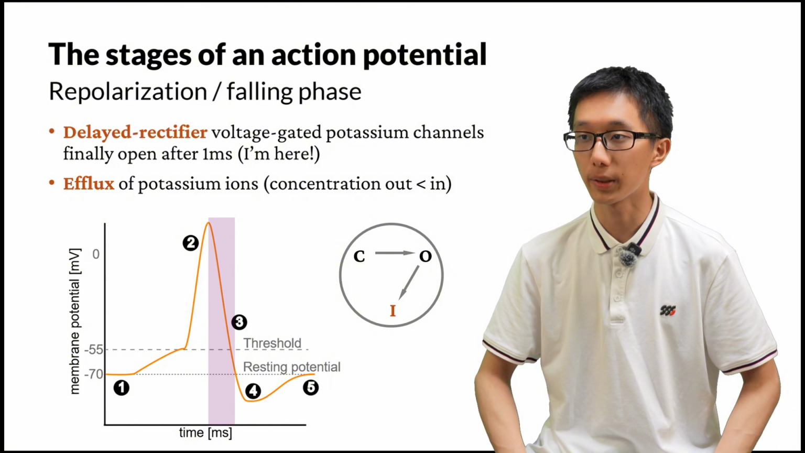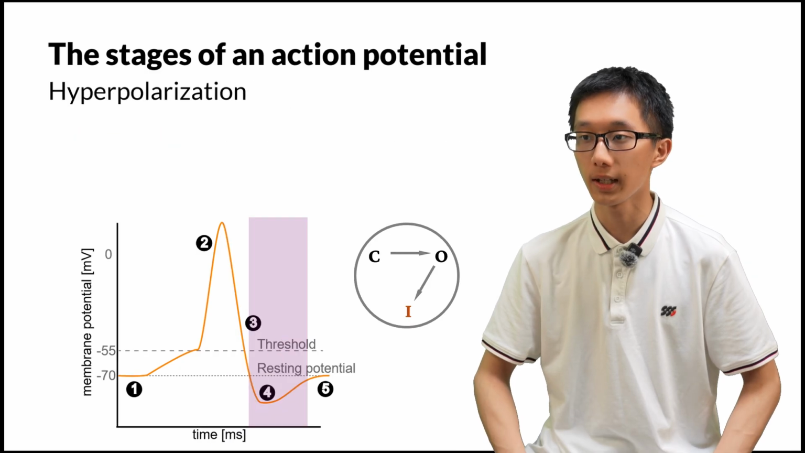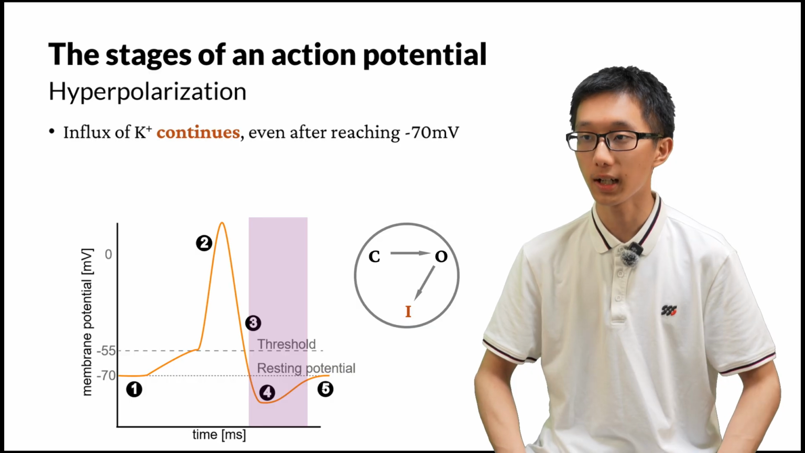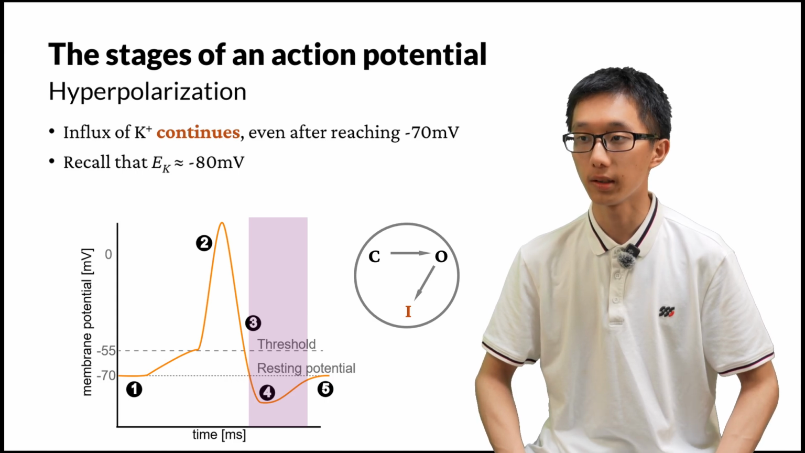There is an efflux of potassium ions. That is because the concentration of potassium ions is higher on the inside than the outside. Thus, the neuronal membrane begins to repolarize, and then it hyperpolarizes. That is because the efflux of potassium ions fails to break immediately, but rather continues even after the neuronal membrane reaches minus 70 microvolts. Recall that the equilibrium potential for potassium ions is around minus 80 microvolts. That is why, at most, the membrane potential could reach minus 80 microvolts.